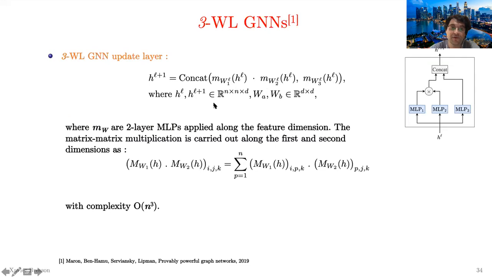When you do that, you see that the memory complexity will reduce to N square, because you have a matrix of N square here and here, but the speed complexity will be N cube, because when you multiply two N square matrices, the complexity is N cube.